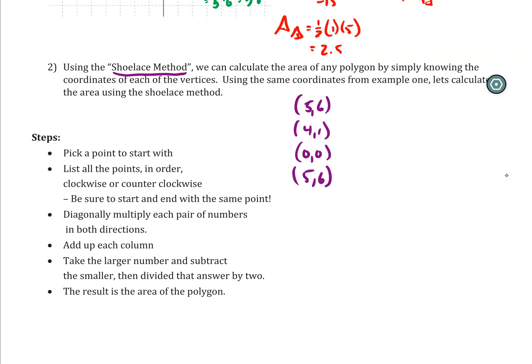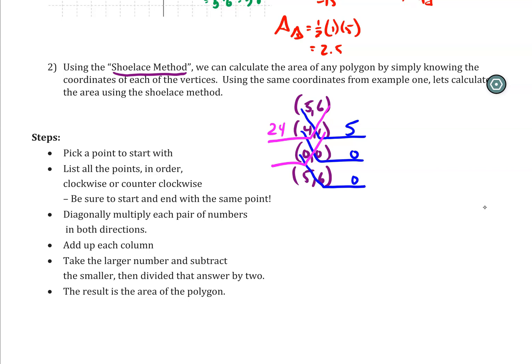Now, next step says diagonally multiply each point of numbers in both directions. So what I'm going to do here is take a diagonal line from each one of these. So 5 times 1, get a value. 4 times 0, get a value. 0 times 6, get a value. I'm going to do the same thing in the other direction. I'm going to go this way. So 6 times 4 is 24.